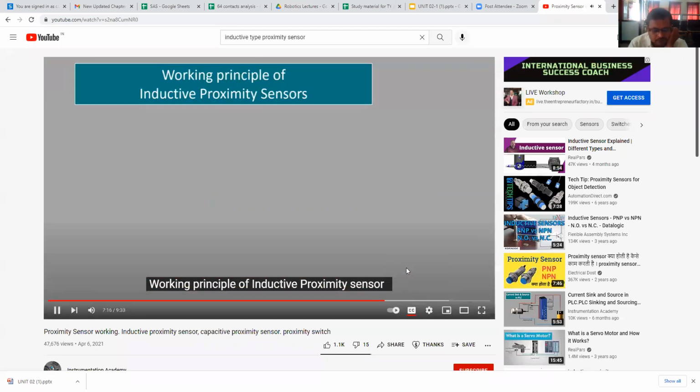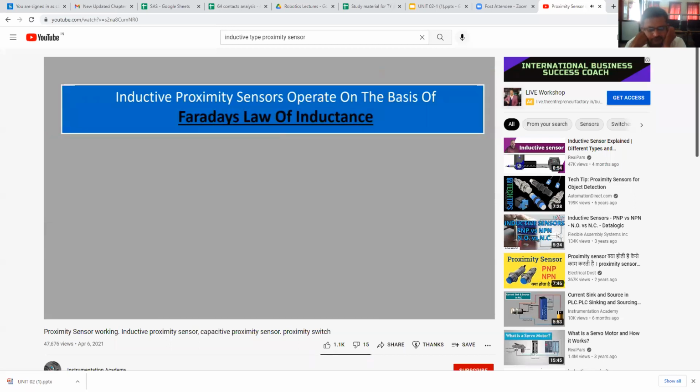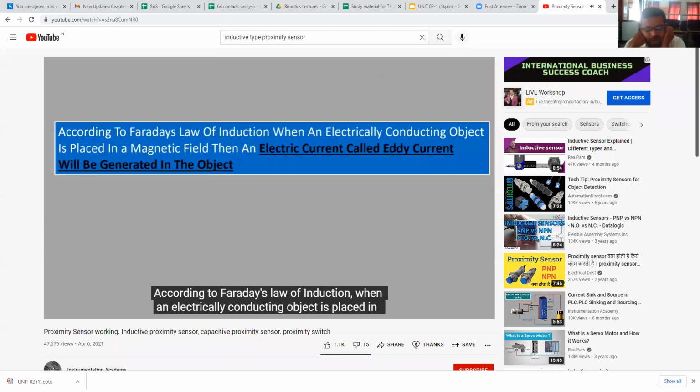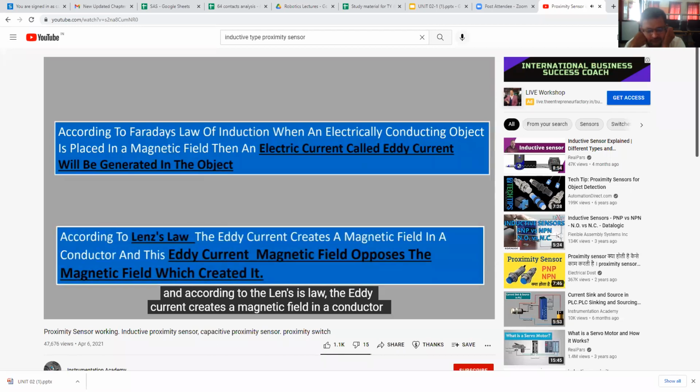Working principle of inductive proximity sensor. Inductive proximity sensors operate on the basis of Faraday's law of induction. According to Faraday's law of induction, when an electrically conducting object is placed in a time-varying magnetic field, an electric current called eddy current will be generated in the object. And according to Lenz's law, the eddy current creates a magnetic field in a conductor, and this eddy current magnetic field opposes the magnetic field which created it.